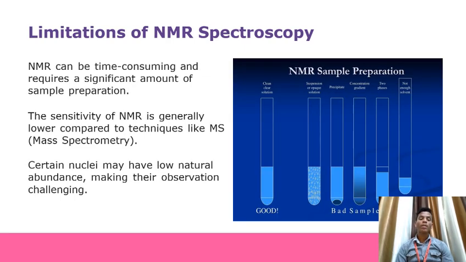Limitations of NMR spectroscopy. NMR can be time consuming and requires a significant amount of sample preparation. The sensitivity of NMR is generally lower compared to techniques like mass spectrometry. Certain nuclei may have low natural abundance, making their observation challenging.